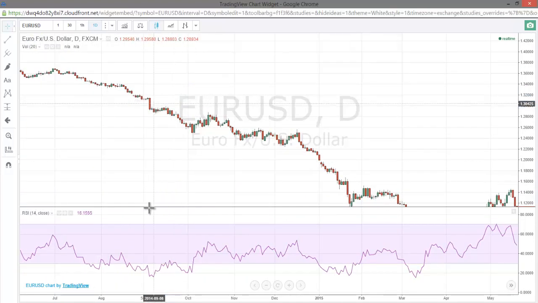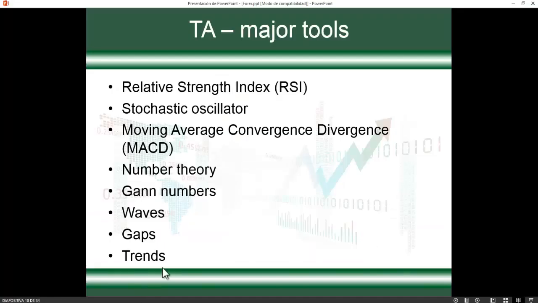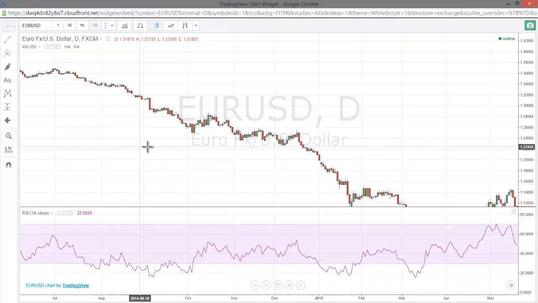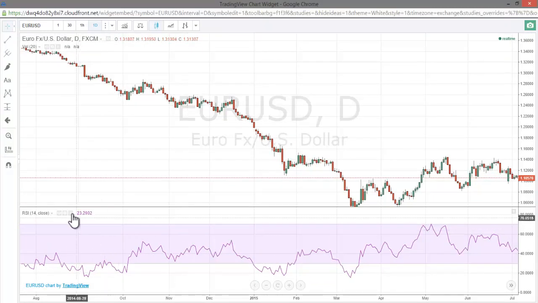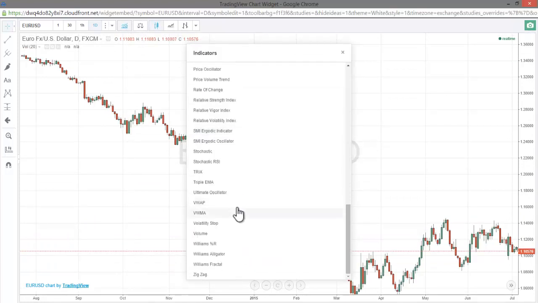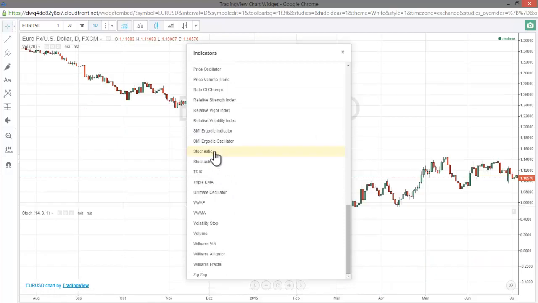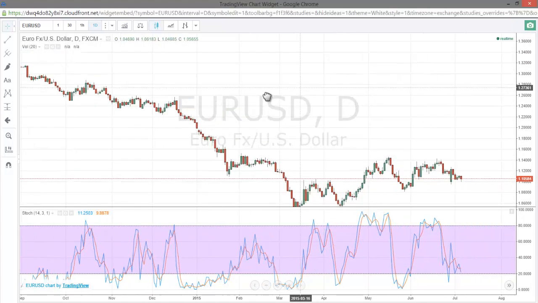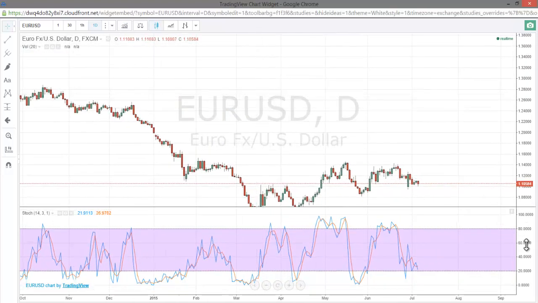Let's look at the next one, which is the stochastic oscillator. Again, the RSI is an oscillator as well. The stochastic is another sort of oscillator. So let me get rid of this one and let's add a stochastic here. I really like the stochastic. It's a really good indicator, and I do use it sometimes. I do keep it very handy. This is quite a good one.